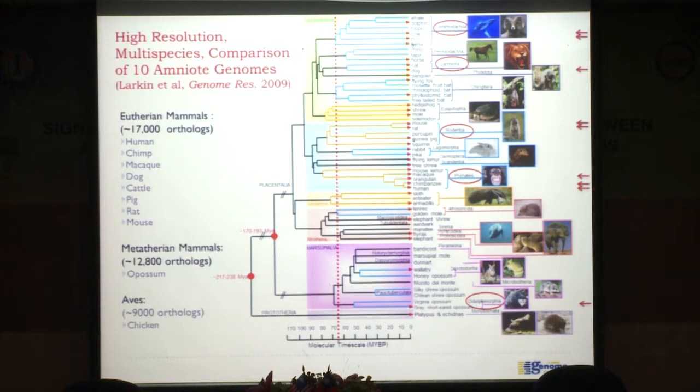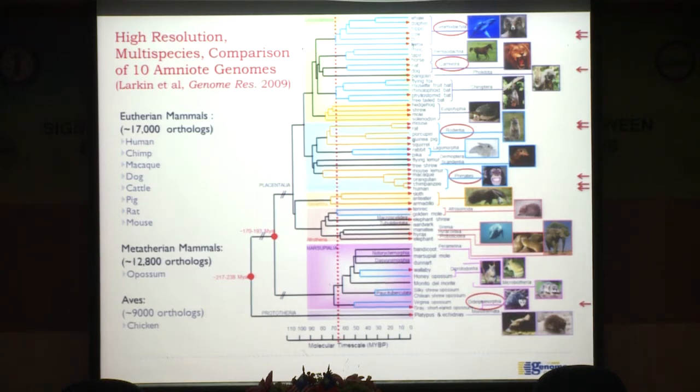So we had 3 from the primate order. We had 2 rodents, the rat and the mouse. We had 1 from Carnivora, the dog, and we had 2 artiodactyls. That's the group that includes the whales and all the even-toed ungulate mammals. And that was the cow genome, the one that we had been working on for many years, as well as a very new high-resolution map for the pig.